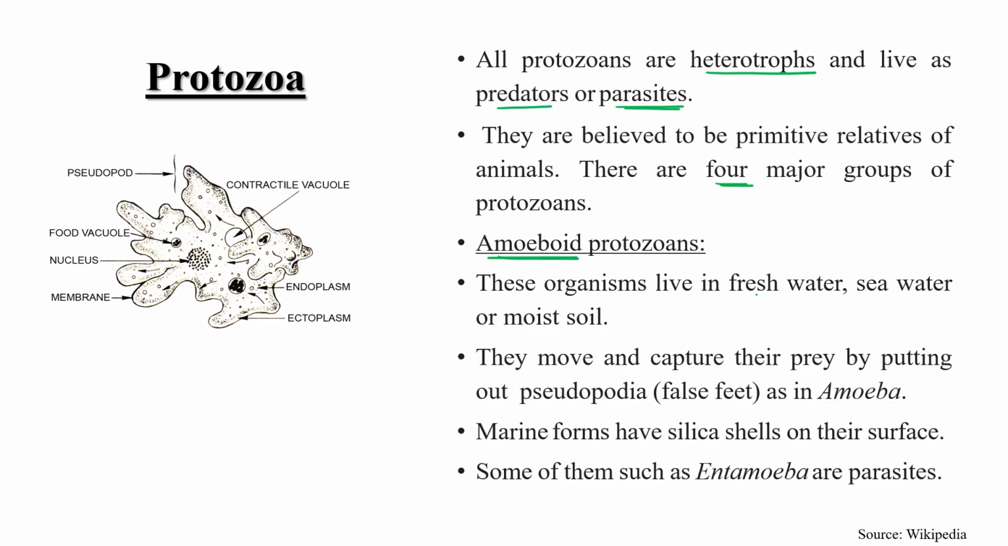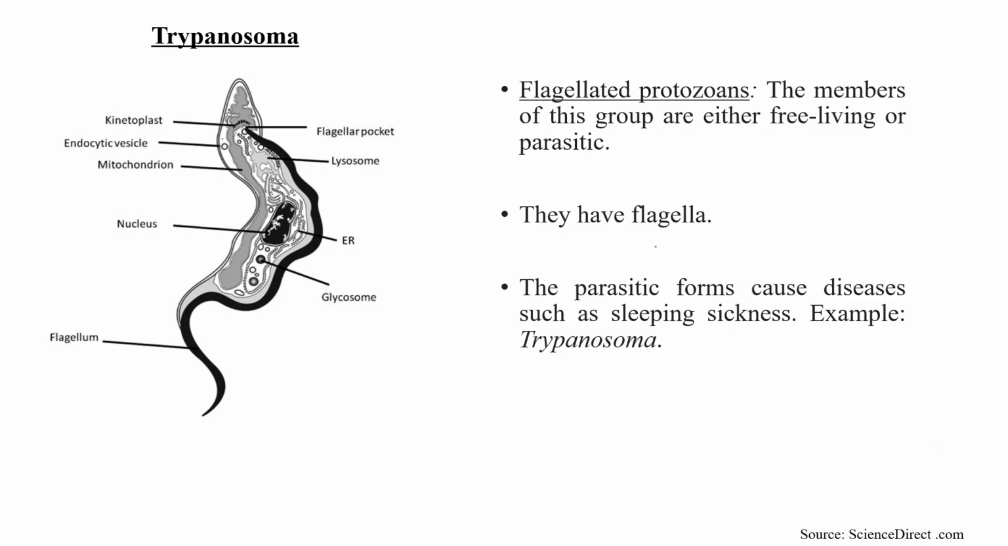These organisms live in fresh water, seawater or moist soil. They move and capture their prey by putting out pseudopodia. This is a kind of pseudopodia, also known as false feet, as in amoeba, and their marine forms have silica shells on their surface. Some protozoans, such as Entamoeba, are parasites. This is the amoeboid protozoa.